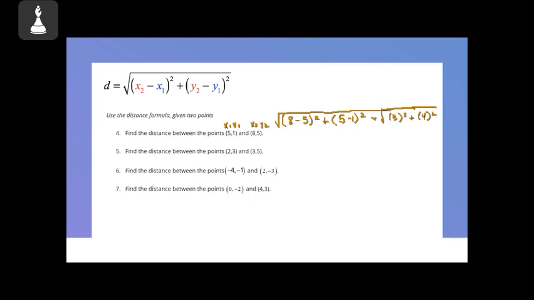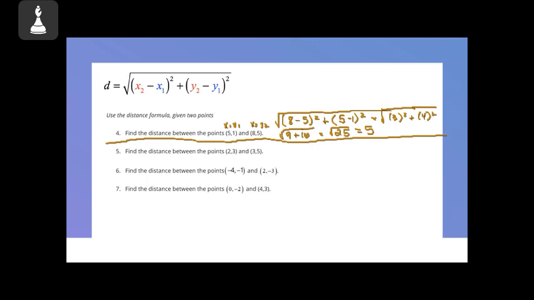Well, 3 squared is 9. 4 squared is 16. So now I have the square root of 9 plus 16. If I add 9 and 16 together, that gives me 25 under the square root. And the square root of 25 is 5. So the distance between those first 2 points is 5 units apart.